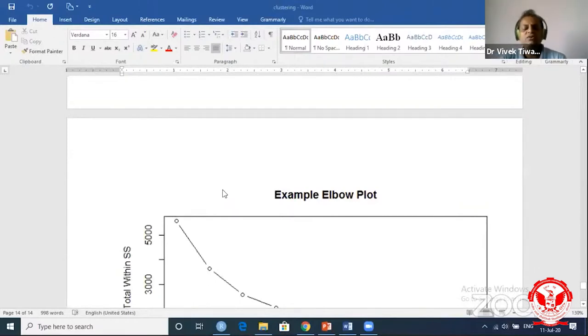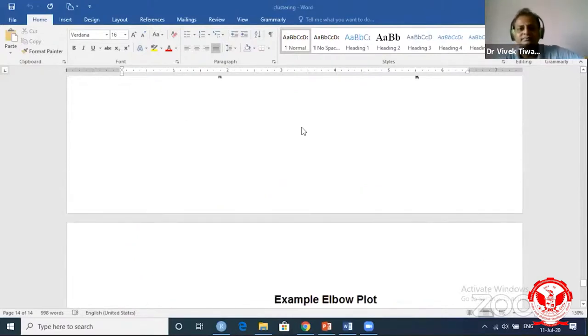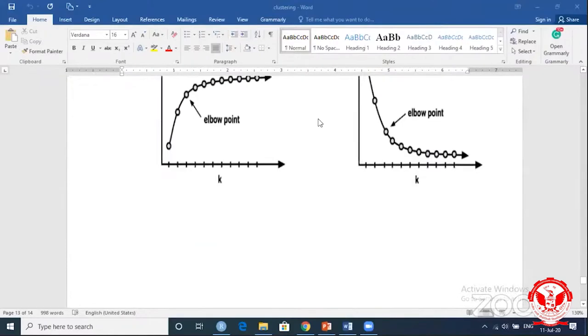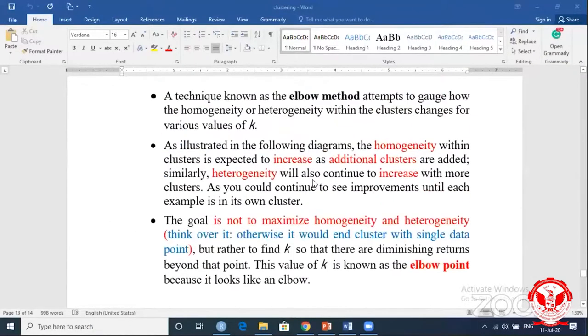So now I will go for the implementation using R. Meanwhile, if someone has any question or doubt, they can write on the chat box. Otherwise, I'm going to discuss the implementation. So any questions, please write on the chat box. If anybody wants to ask directly, they can raise their hands also. We can unmute you.